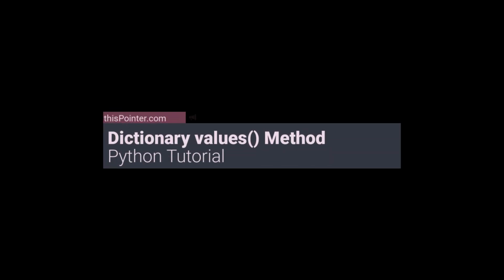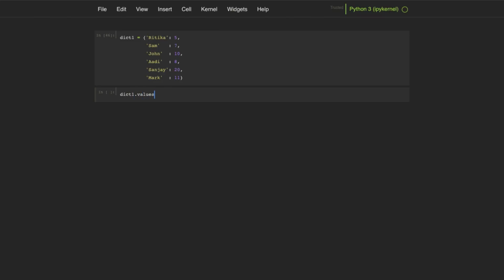Hi guys, in this video we will learn about the values method of dictionary. Dictionary in Python provides a values method which returns a view of all the values in the dictionary. The type of the object will be dict_values. It is a view to a list which contains all the values from the dictionary.